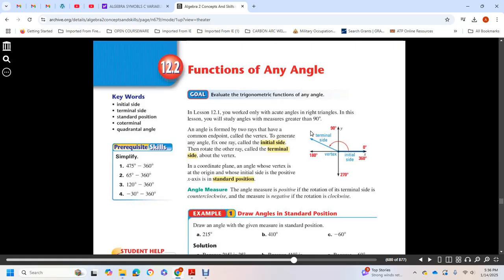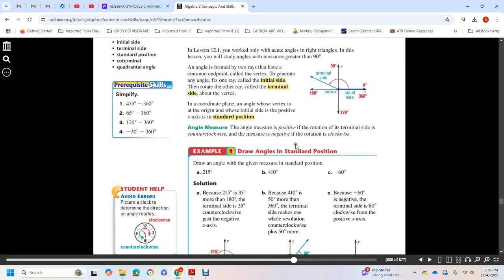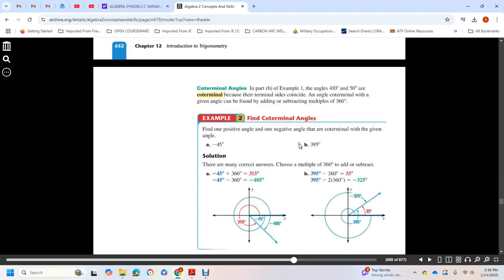about the vertex. An angle in a coordinate plane with its vertex at the origin and whose initial side is the positive x-axis is in standard position. Angle measure is positive for rotation of the terminal side counterclockwise, and negative for rotation clockwise. Coterminal angles: for example, the angles 410 and 50 are coterminal because their terminal sides coincide. Angles coterminal with a given angle can be found by adding or subtracting multiples of 360.